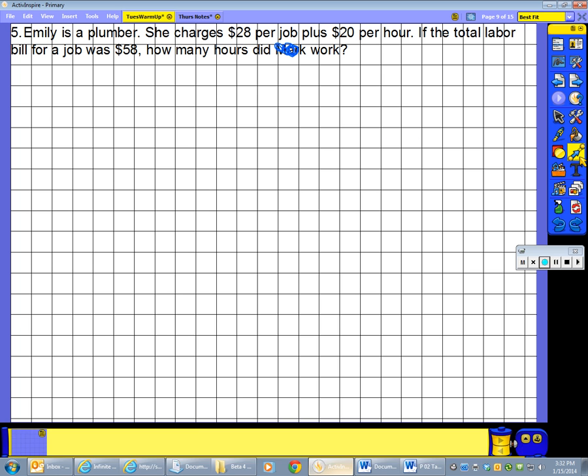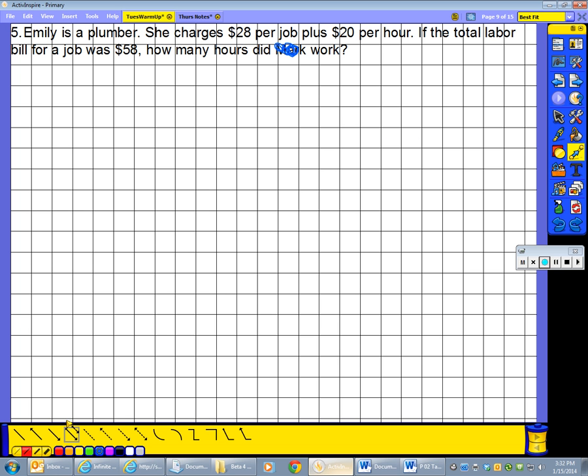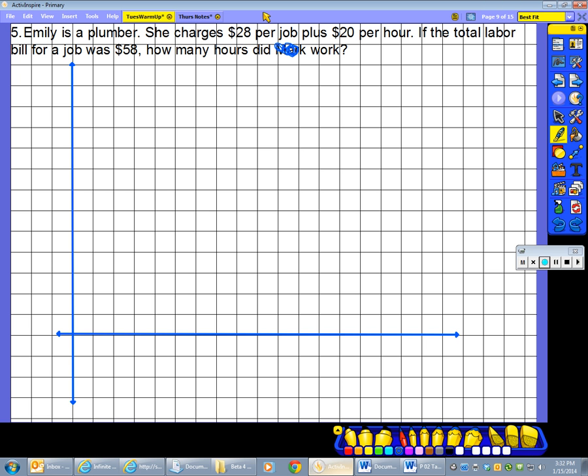So what I'm going to do is create an x-axis and a y-axis. Here's my y-axis. Here's my x-axis. And I've got my two variables here. The very first variable is the hours that she worked. And then the other variable is the bill for the job.